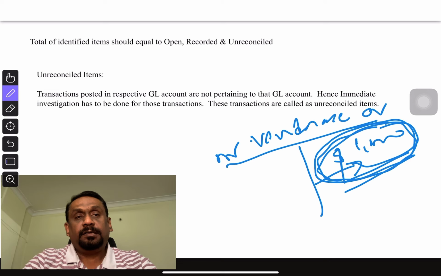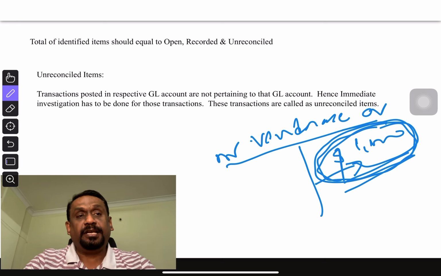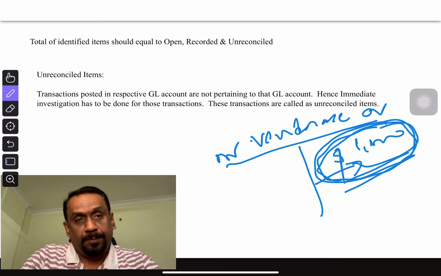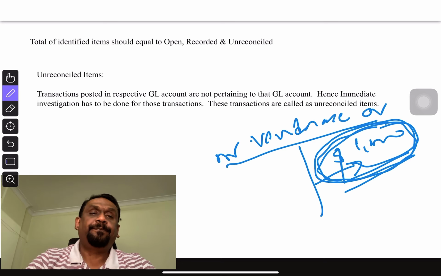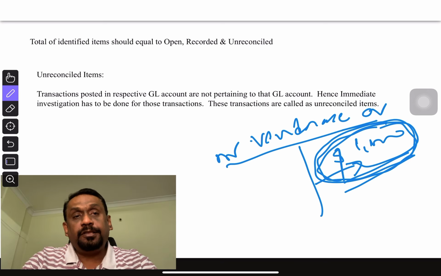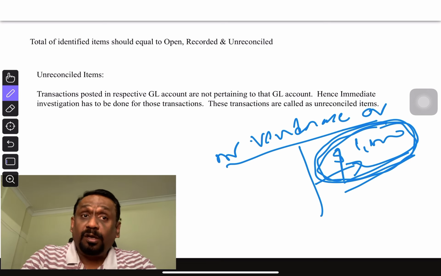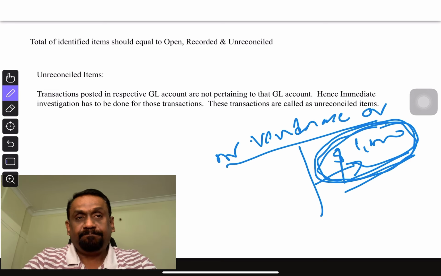One last recap. What do you mean by open item? The transaction posted in the respective GL account pertains to the GL, but you do not know when the corresponding entry is going to come. That is called an open item. Moving on to recorded item, a transaction posted in the GL account pertaining to the GL, and you also know when the corresponding entry is going to come. That's called a recorded item.